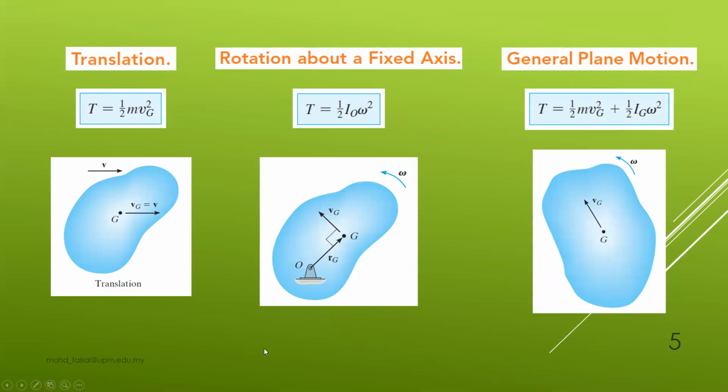Moving on. When we want to look into the kinetic energy of a dynamics problem, you will need to evaluate each term and see what the body is actually doing at that particular time, whether it is just a translation. Translation means it just moves from point A to point B. More or less that is the definition for translation.